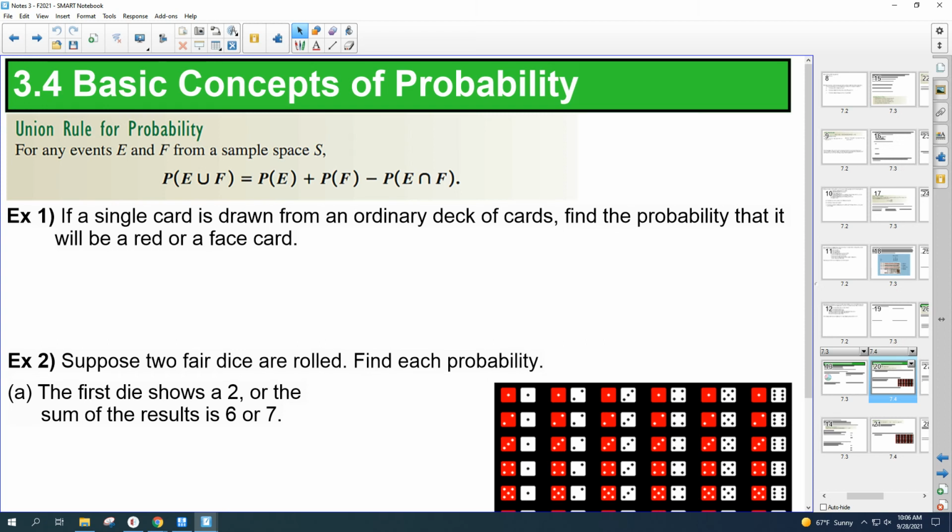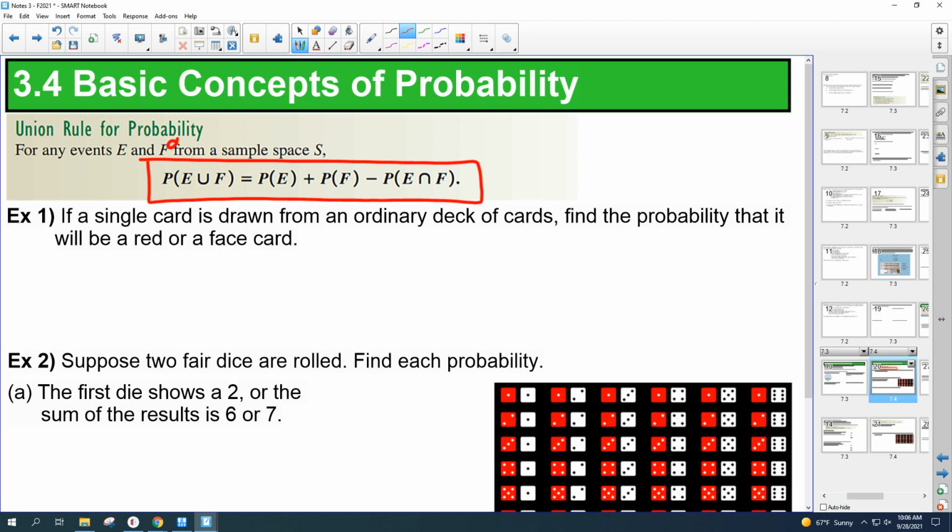3.4, basic concepts of probability. We start with the union rule for probability, and this should look familiar to you because we've seen it in a different context. The last time we saw it, it was not probability, it was just talking about the number, but I still look at it as: this is a double equals a single plus a single minus the opposite double.